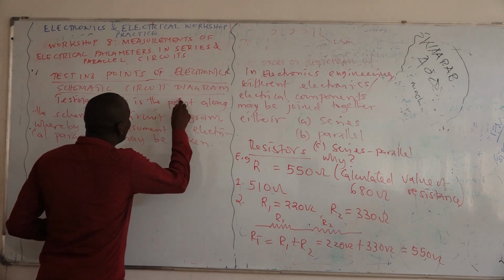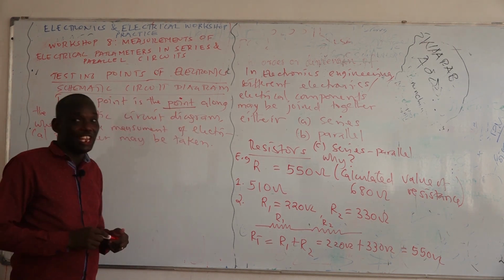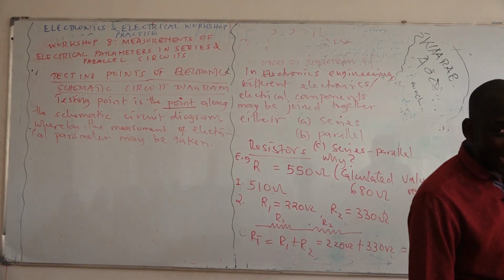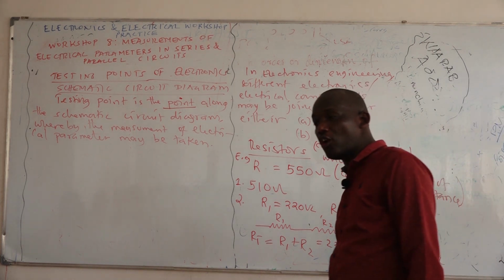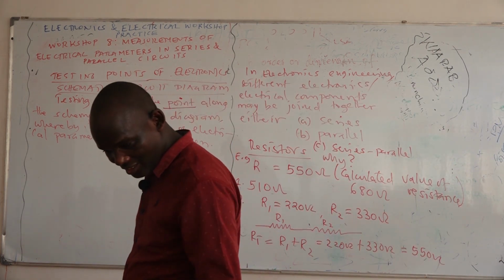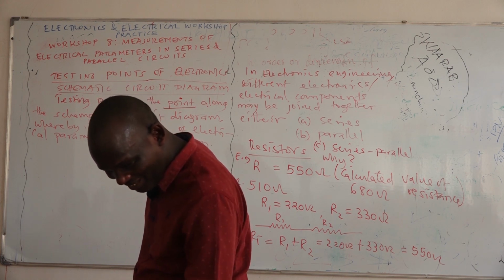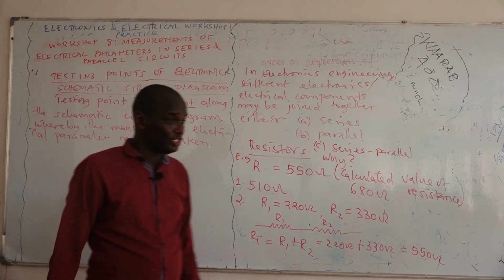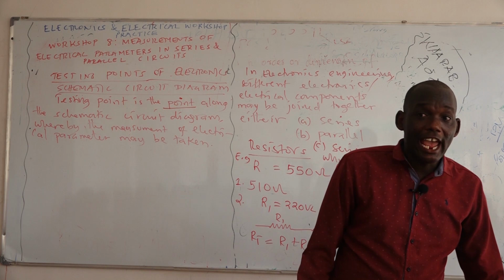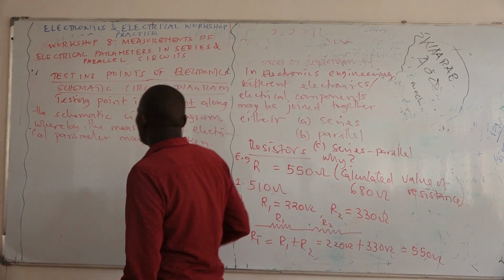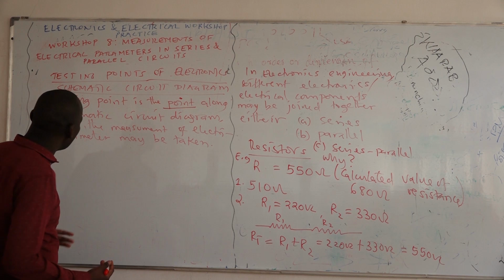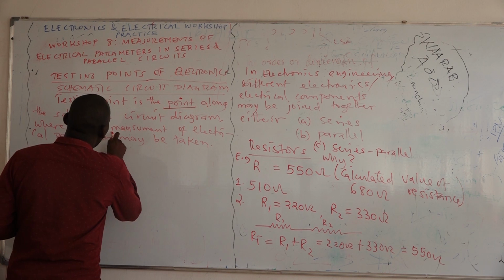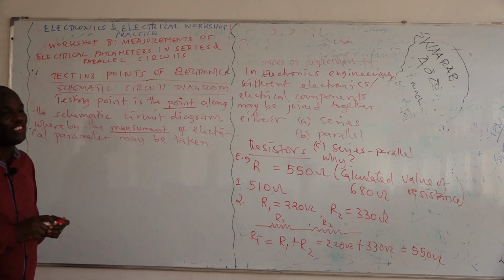Because you forgot the concept of a point, today you see its applications. Also in vectors, in basic mathematics Form 4, the second chapter, we talked about points. In space vectors, we talked about points. So simply, it's a point along the schematic circuit diagram where the measurement of a particular electrical parameter may be taken.